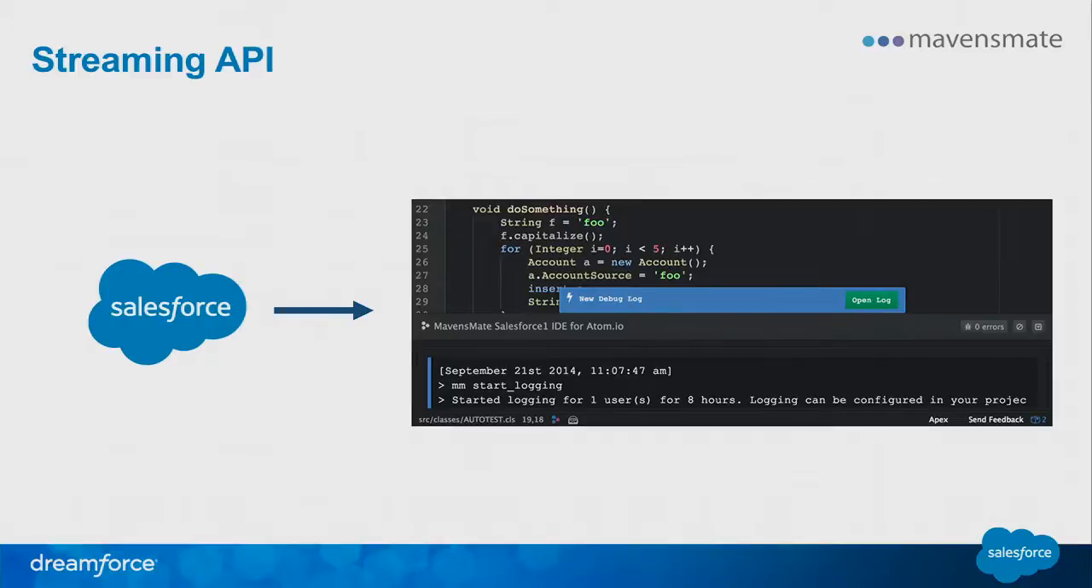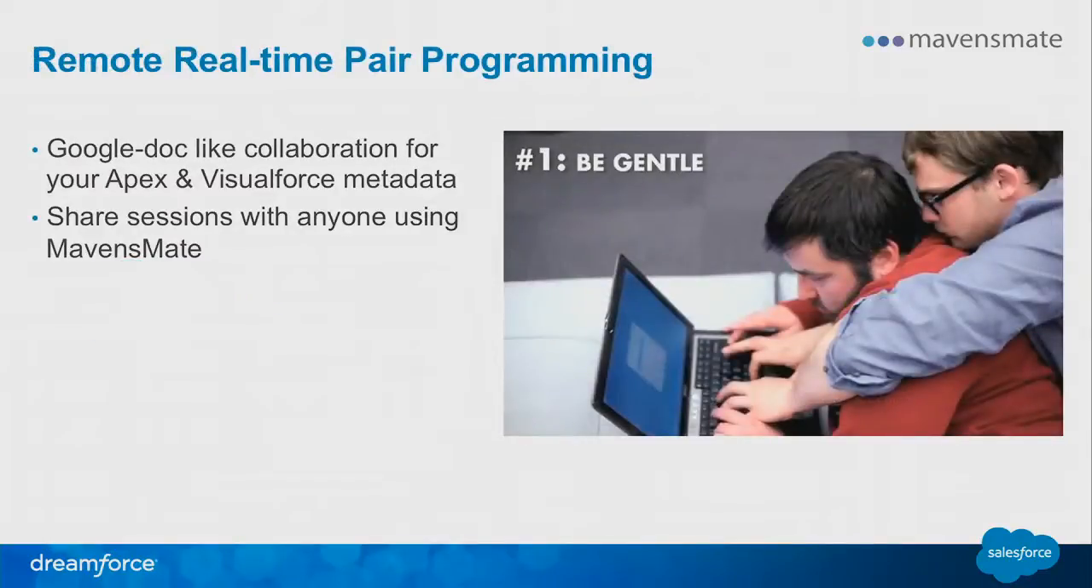So I mentioned we're trying to do some stuff with logging too. Using Salesforce's streaming API, we've got the ability to pull down logs as they're created, again, to save you from having to jump out, go find that log, and pull it in. So the overarching thing here so far is we're trying to keep you in the environment if you want to stay there. You don't want to toggle away if you don't have to. So we're trying to help you stay within that development environment. And the last feature I'm going to talk about here is the remote real-time pair programming.